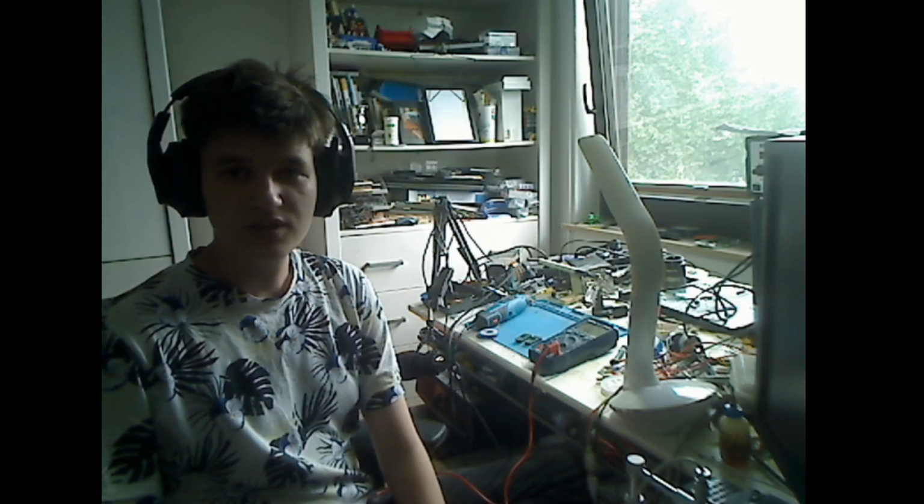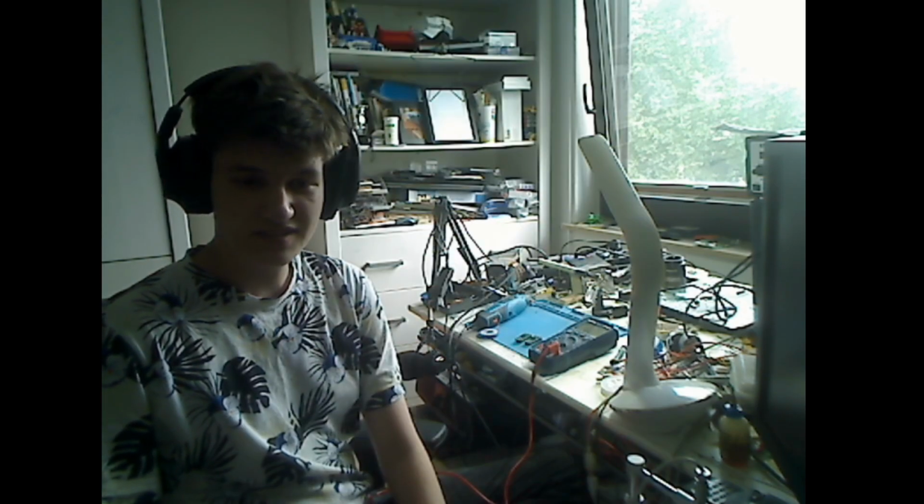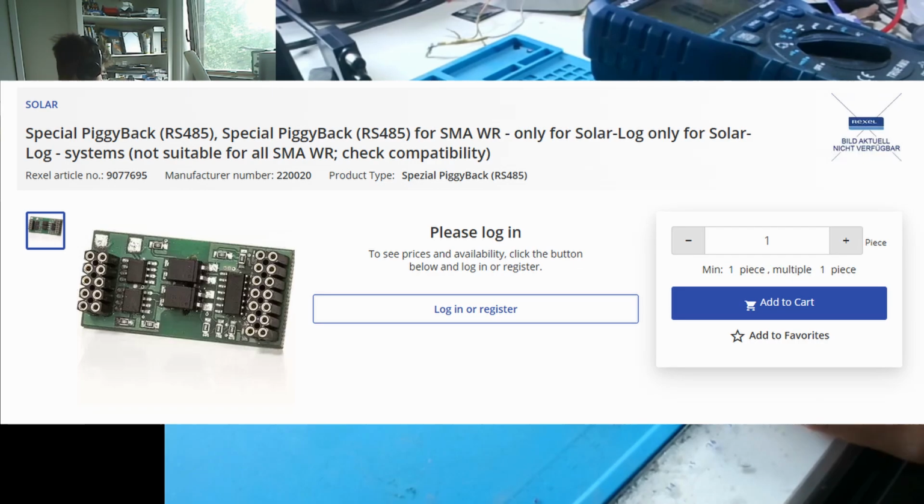Hey guys, today we are fixing a solar inverter thing. We have only got this board and this board, and one is working, the one with no dot, and the one with the dot is not working.